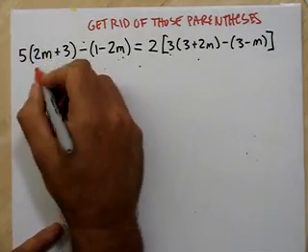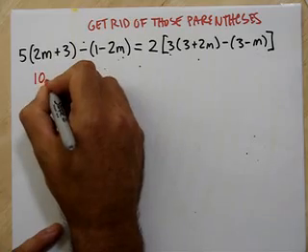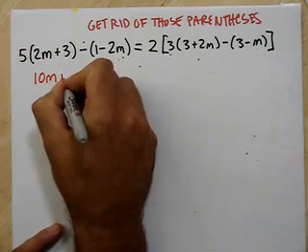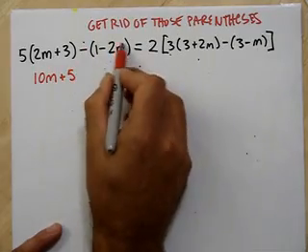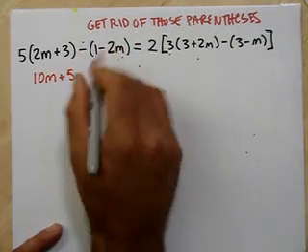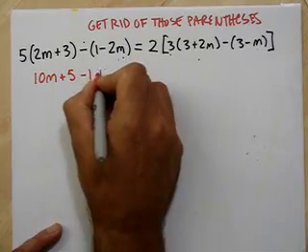So I want 5 2m's, which are 10m. And I also want 5 3's, which are 15. This is telling me I want the opposite of what's inside here. So instead of a positive 1 and a negative 2m, I want a negative 1 and a positive 2m.